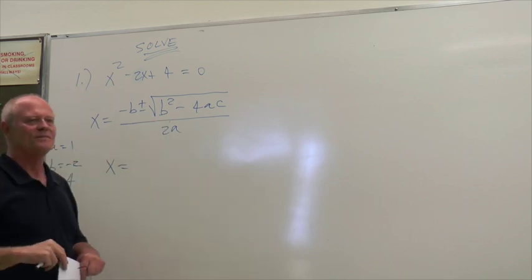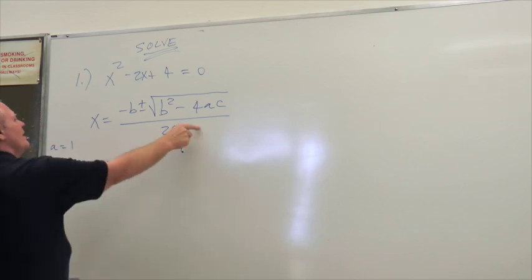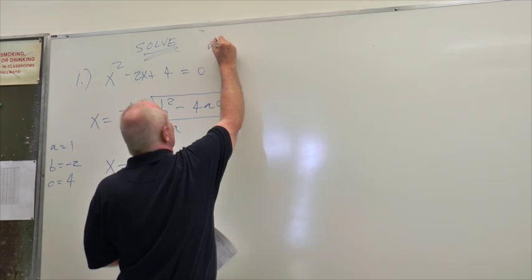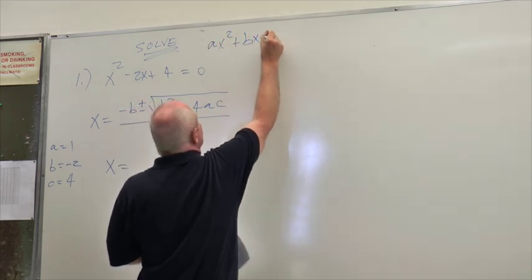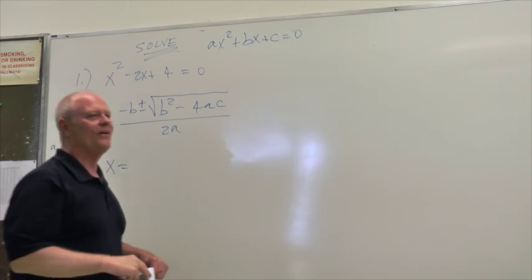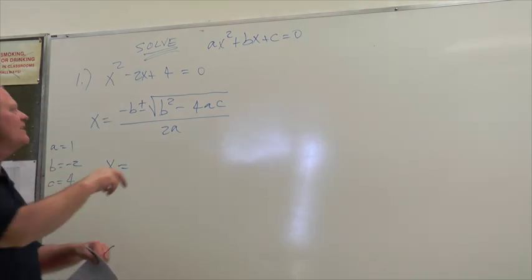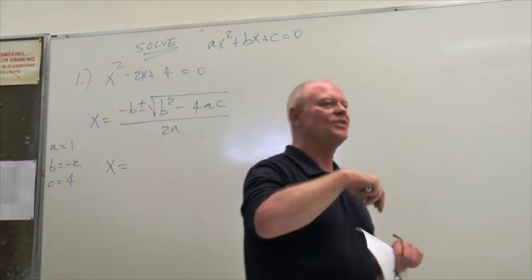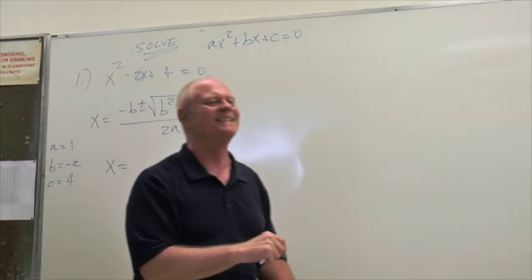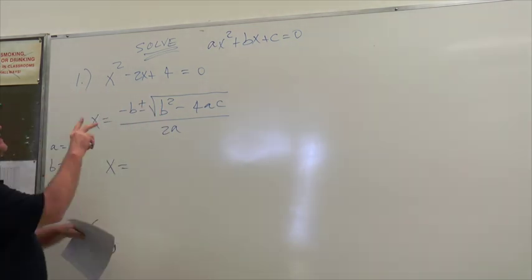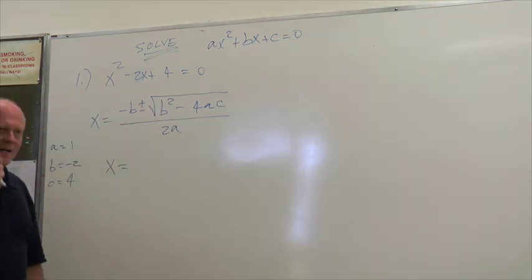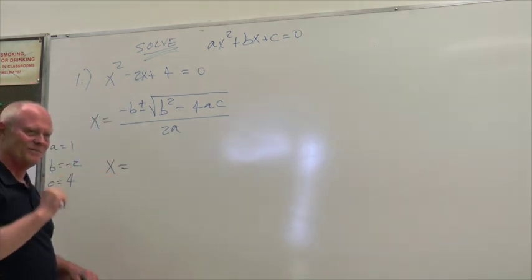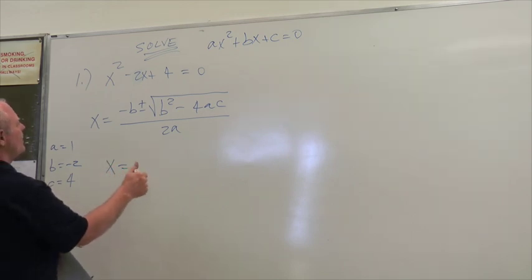You know how this comes about, by the way? Where does this come from? This comes from completing the square on ax squared plus bx plus c equals 0. If you complete the square on that and solve for x, you get this in general form. Somebody was smart and said, I don't want to complete the square every time I have to do this. So they completed the square with the variables in place in general form and came up with this equation, right? Smart, right?